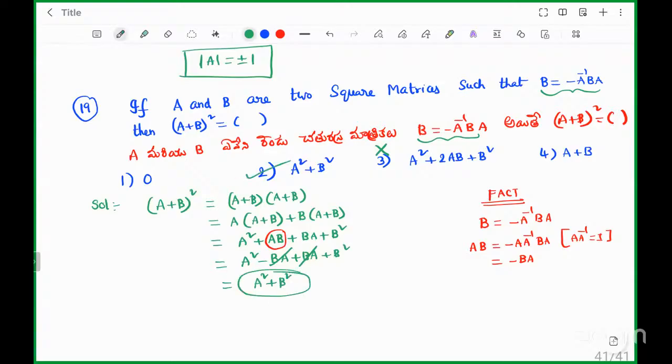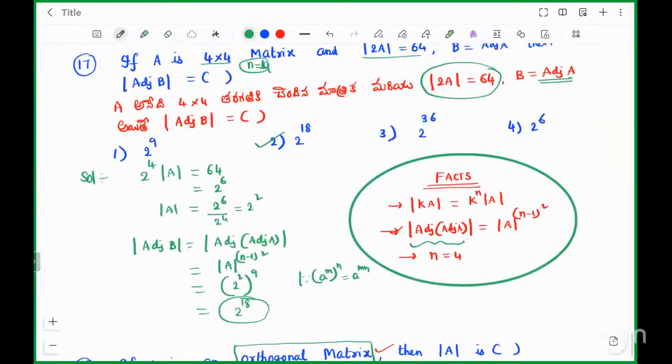Second option is the right option. Second option is the right option. Right. So now, tomorrow we shall discuss in a very clear manner. Once again, you check it now.